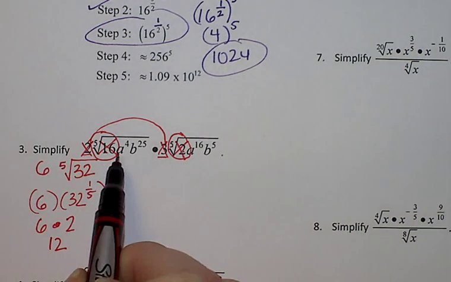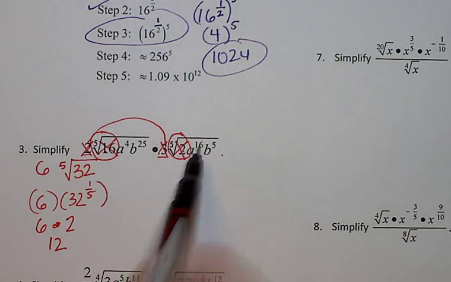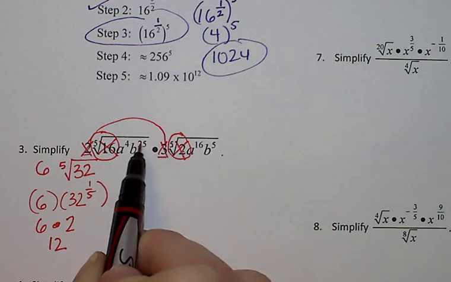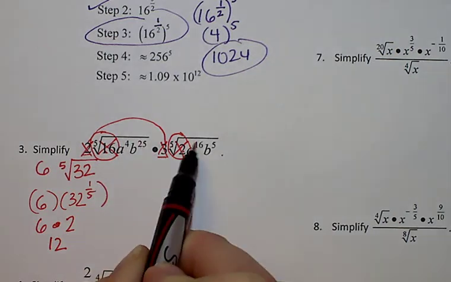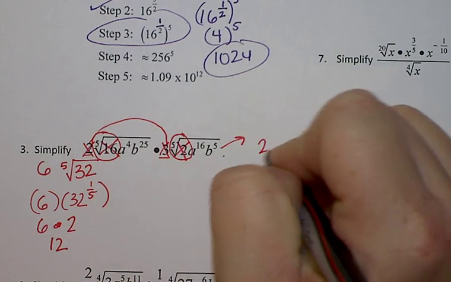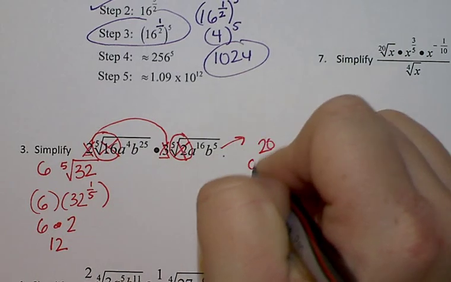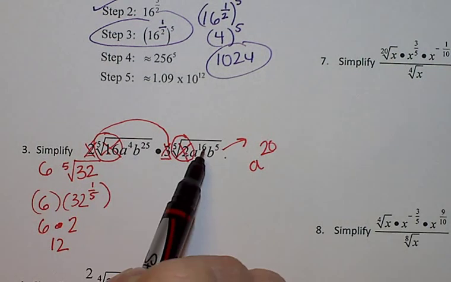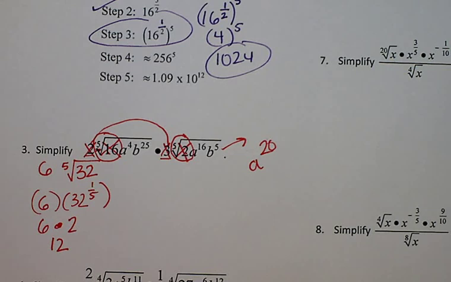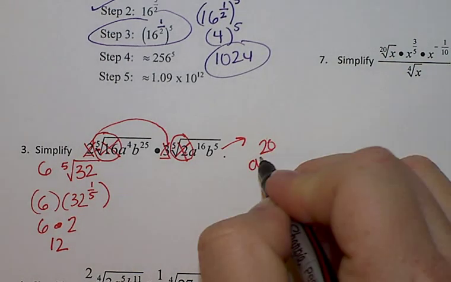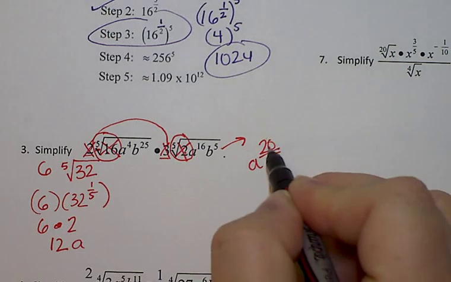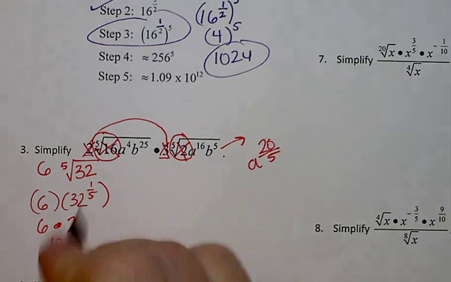So a to the 4th times a to the 16th. When you're multiplying and you have the same base, you're going to add exponents. So 4 plus 16 is 20. I'm going to do the work off to the side. So a to the 20, again 4 plus 16 is 20, but then I have to apply this nth root. And what you do is you put that nth root on the bottom. And so when I reduce, 20 over 5 is equivalent to 4.